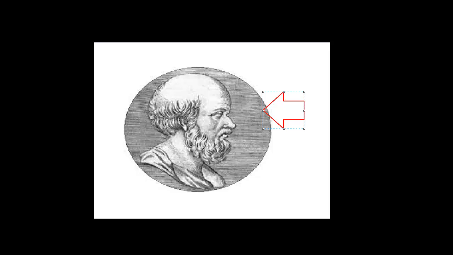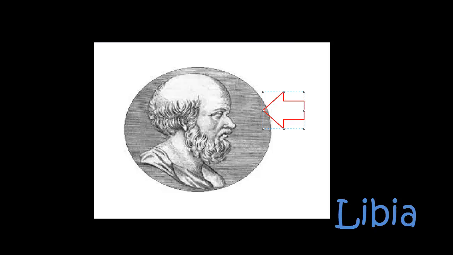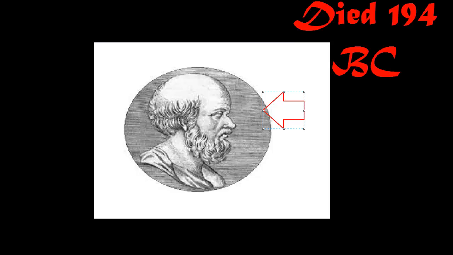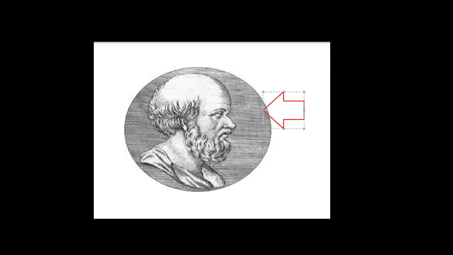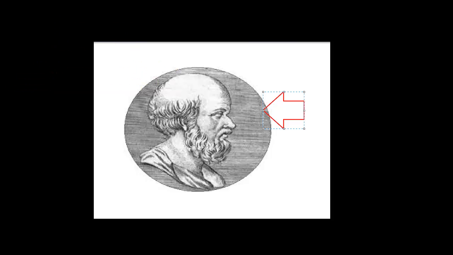Anyways, Eratosthenes was Greek, but he lived in Egypt, head librarian. He was born 276 BC in a place today known as Libya, and sadly, as all great men do, he died in 194 BC in Egypt, Alexandria to be exact. So that's that.